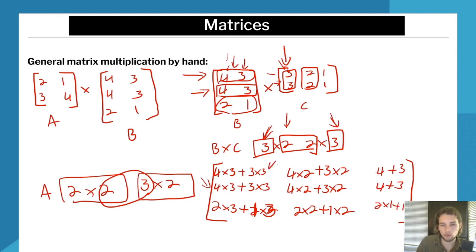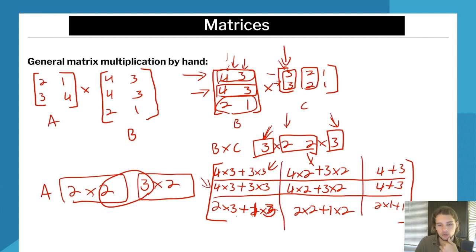We would go through and we would actually figure out what is the result of each of these. And then we have our 3 by 3 matrix result. So that's our general process. And you can follow this process for any size of matrix.